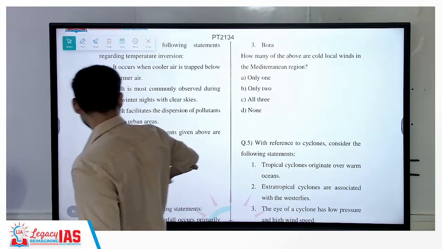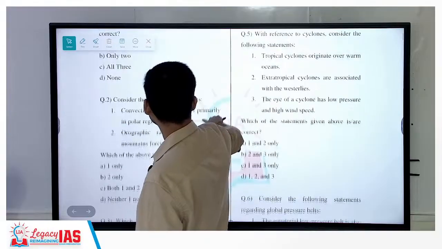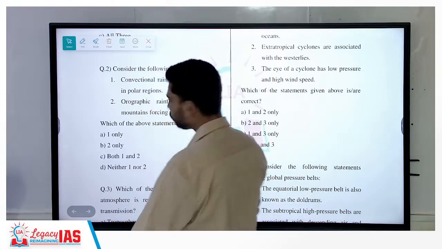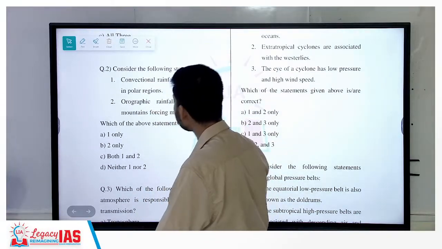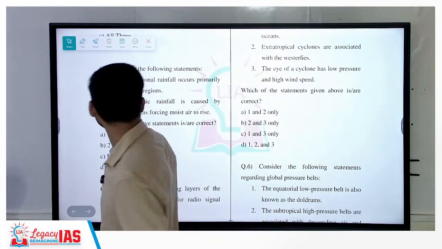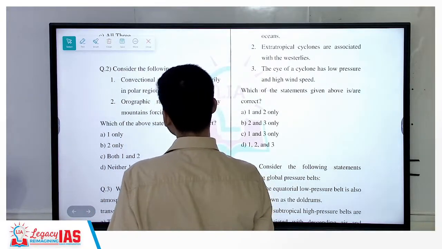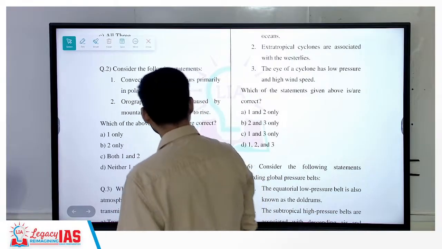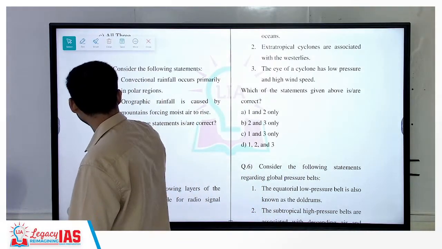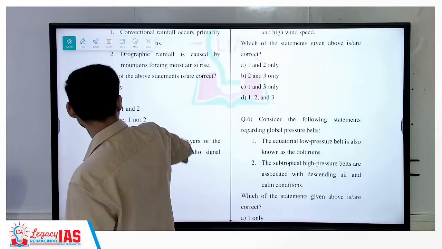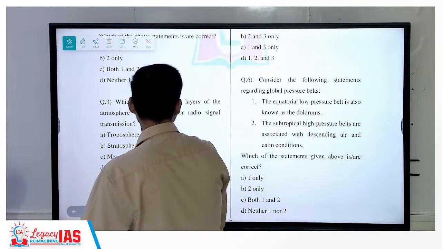So first is B. Second, convectional rainfall occurs primarily in polar areas. No, okay, because it is heat-based, in the tropical equatorial region. Orographic rainfall is caused by mountains forcing moisture to rise. Right. So B again. Okay, correct answer: B only. Two.